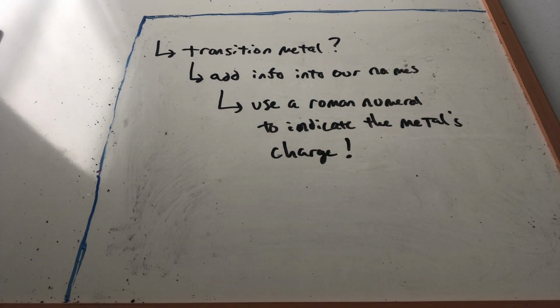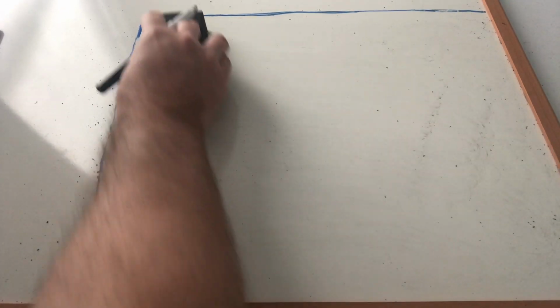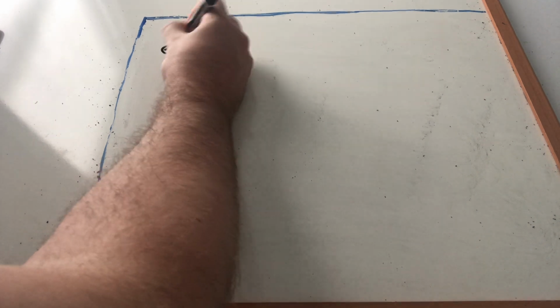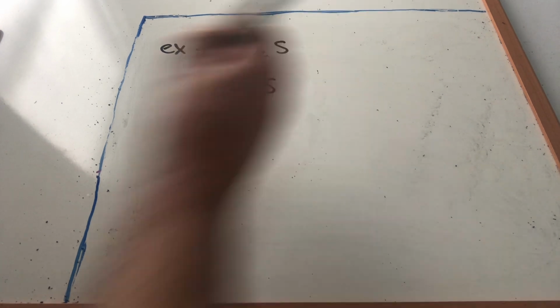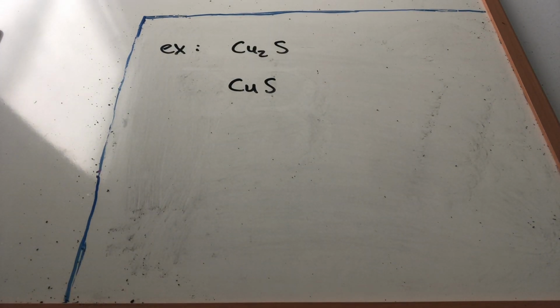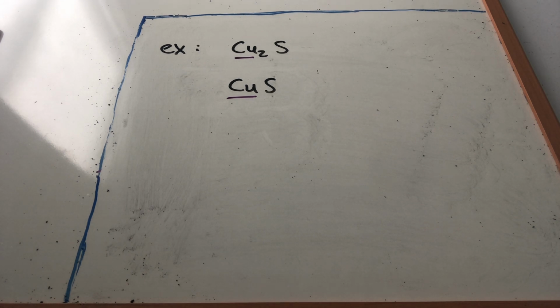Because charge is now ambiguous, something that we don't definitely know, we have to include it into our name. So it's just one extra thing that we do when we see a transition metal in our compounds that we're trying to name. So as an example, these two are definitely 2 different ways that copper, which is Cu, and sulfur can combine. So they're both ionic compounds because I see that there's a metal present.